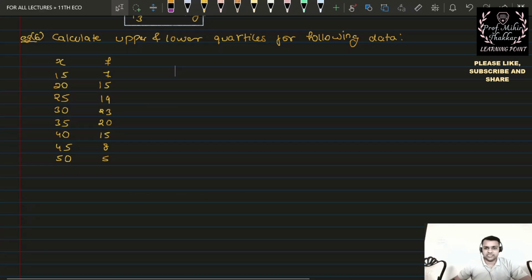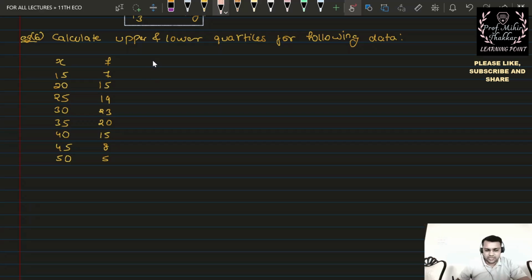Let us start with the next example. It says calculate the upper and the lower quartiles for the following data, and you are given the information of X and F. It can be any characteristic that is under analysis, so we are not worried about what the characteristic is. We just have to find out the upper and the lower quartile, that is the value of Q3 and the value of Q1.